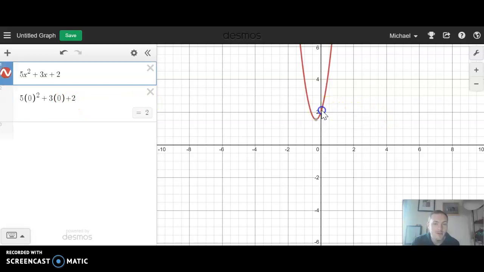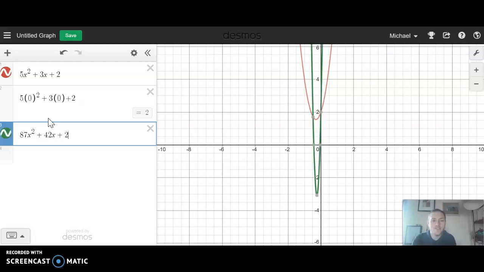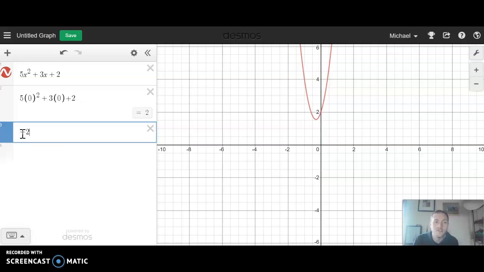The x value at the y-intercept is always going to be 0. So no matter what this stuff is in front, it doesn't really matter. If I graphed another one that said 87x squared plus 42x plus 2, it still has that y-intercept of 2, because 87 times 0 is 0, 42 times that is 0. Those all go away.